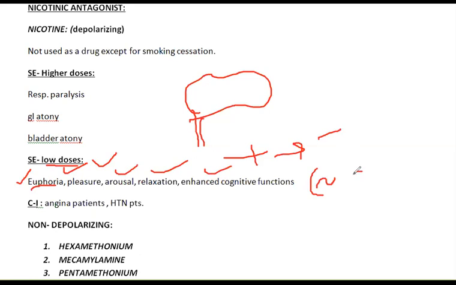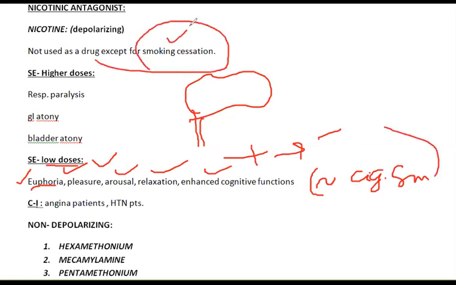All are same to cigarette smoking. So in order to cause smoking cessation, we give nicotine in higher doses, because the person is already getting these things. But the problem with these people who smoke lots of cigarettes is they crave that pleasure. They crave that pleasure that nicotine or tobacco gives to them.